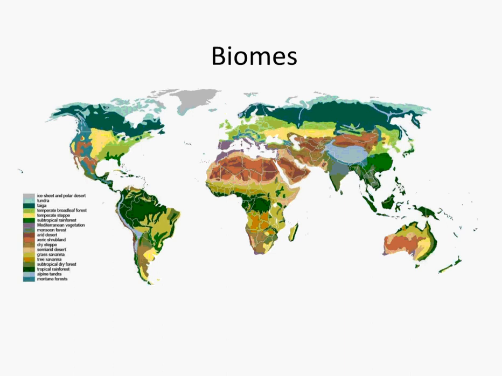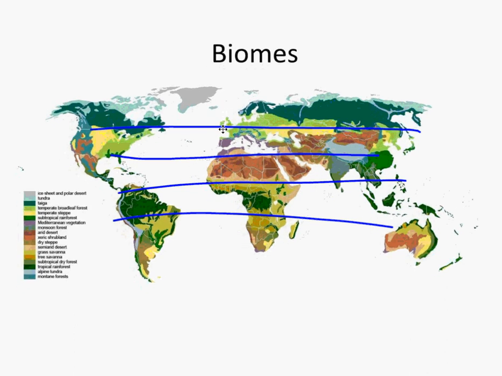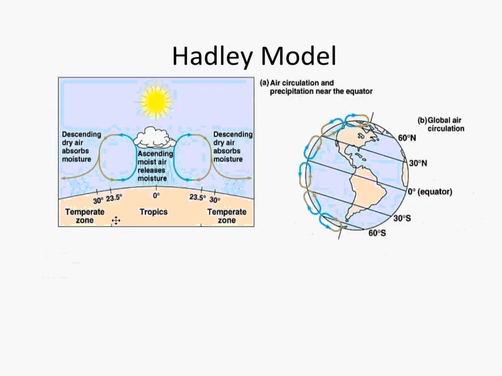Latitude are the lines that run crossways on the map like this. And so you can see how the different biomes generally follow those lines. Like here's the Sahara Desert, the rainforest is near the equator, and so forth. You get the idea. There is a particular model that is used to talk about why this is, and it's called the Hadley Model.